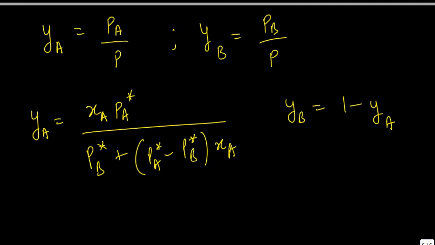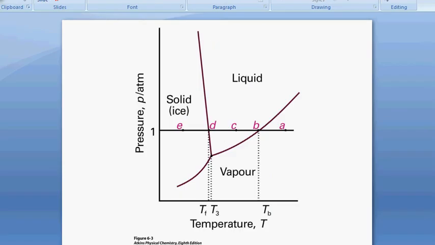So the mole fraction of component A in the vapor phase is different from the mole fraction of component A in the liquid phase, which is quite easy to understand also. If it's more volatile, of course it will be richer in the vapor. So we are assuming that A is more volatile to start with. And if that is the case, then let me show you some of these figures over here.